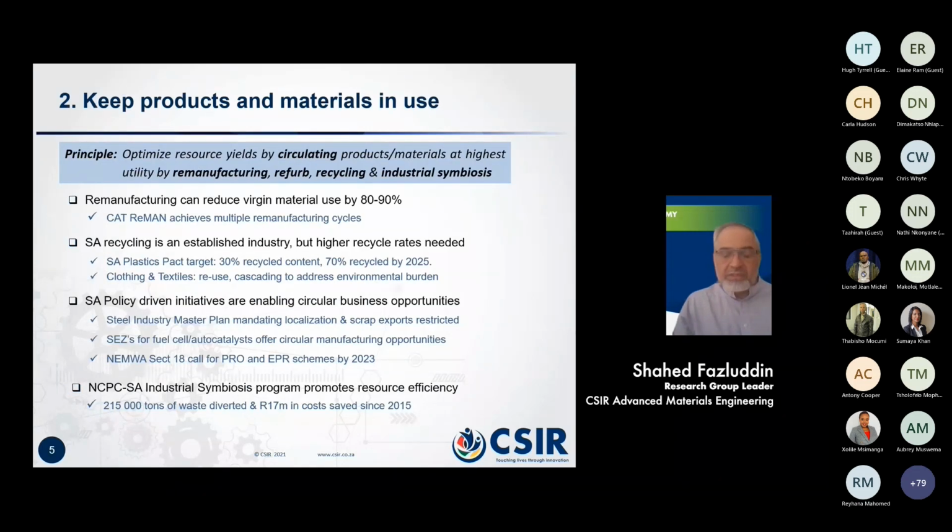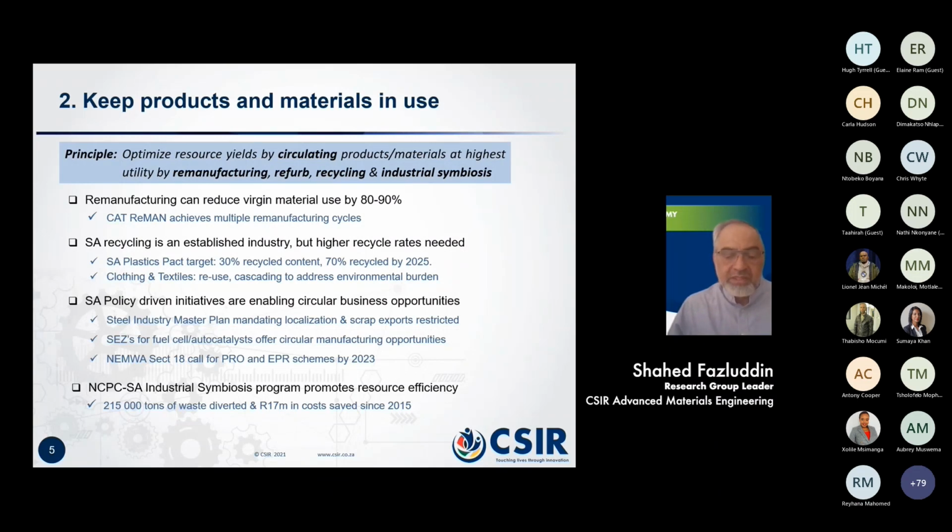Sustainable reductions in virgin materials can be achieved by keeping products and materials at highest utility within the economy. Value retention processes, or VRPs, such as remanufacturing, refurbishment, or recycling, offer notable resource efficiency gains. Remanufacturing can save up to 80% of virgin materials use and 90% in manufacturing costs. Caterpillar adopted remanufacturing decades ago, evolving its subsidiary Cat Reman into a profitable and competitive enterprise.